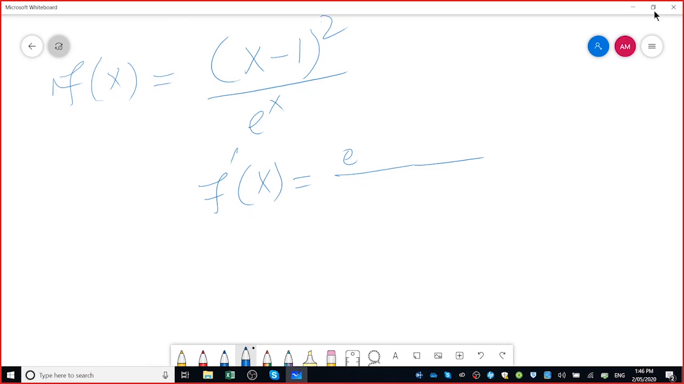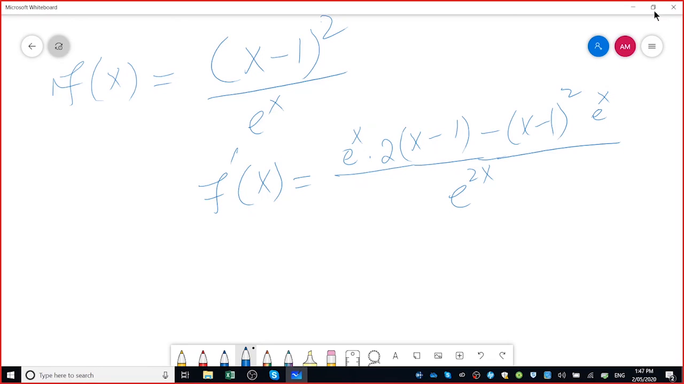e to the power of x times 2, then x minus 1, and then minus x minus 1, x minus 1 whole squared, into e raised to the power of x. I'm just taking over e. So far so good?